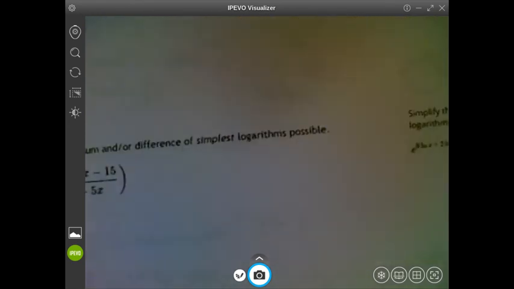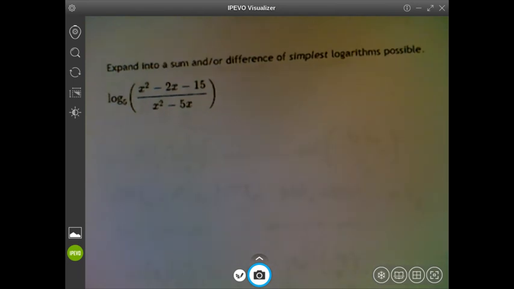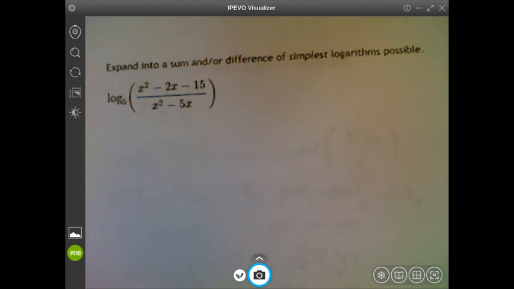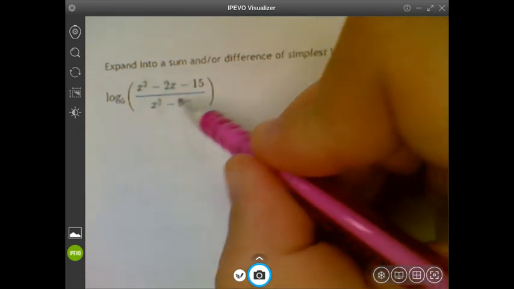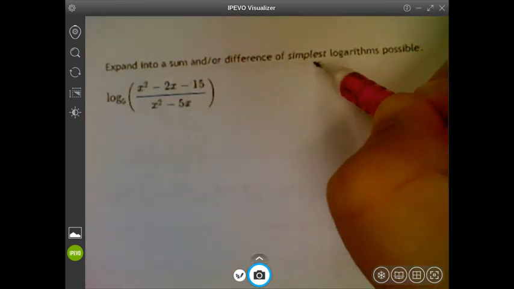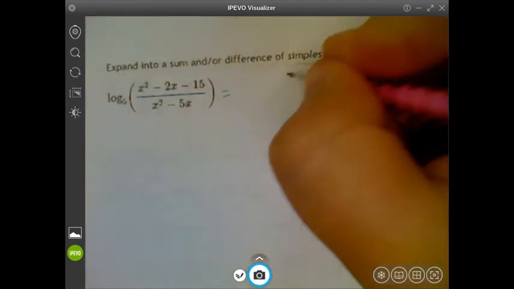Kind of a different type of question, working with the properties, but in terms of using numbers and then variable equivalents for them. Okay, so this says expand into a sum or difference of the simplest logarithms possible. So we're going to simplify this, and then we're going to expand it. So I see a quadratic and a quadratic. So whenever you see quadratics and something says simplest or simplify, you're going to want to do some factoring here.